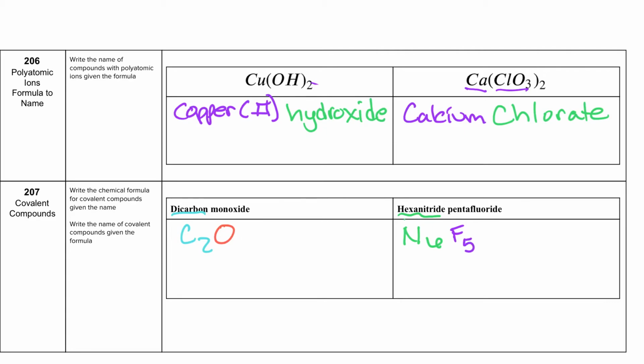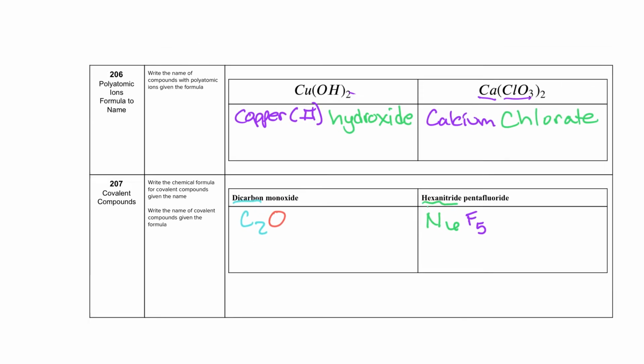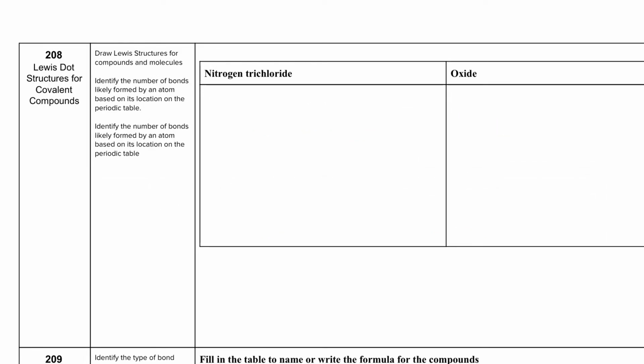It's a little bit easier to write the formulas and naming covalent compounds than sometimes it is with ionic. But here's where it gets a little tricky with lesson 208, Lewis dot structures for covalent compounds. Okay, so nitrogen trichloride. We're just going to start by writing NCl3. Nitrogen has 5 valence electrons. And there's only one nitrogen atom in NCl3 for a total of 5 electrons.